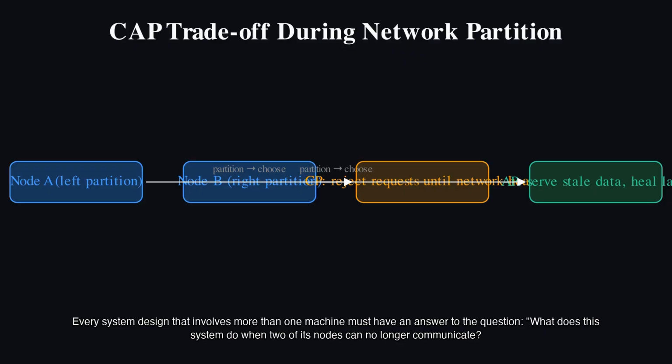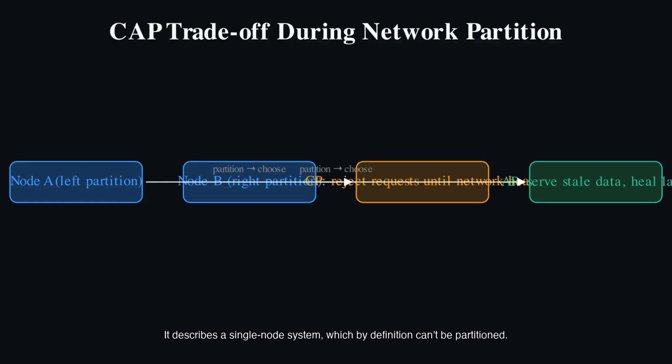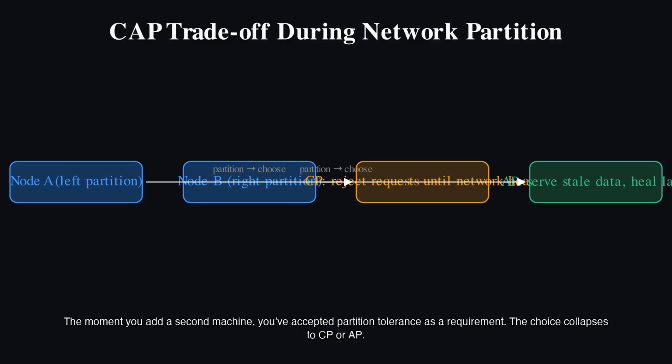The uncomfortable truth is that CA, a system that sacrifices partition tolerance, is not a real option in a distributed system. It describes a single-node system, which by definition can't be partitioned. The moment you add a second machine, you've accepted partition tolerance as a requirement. The choice collapses to CP or AP.